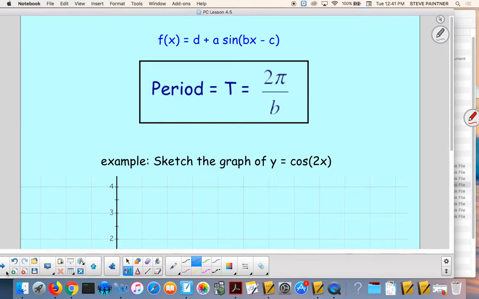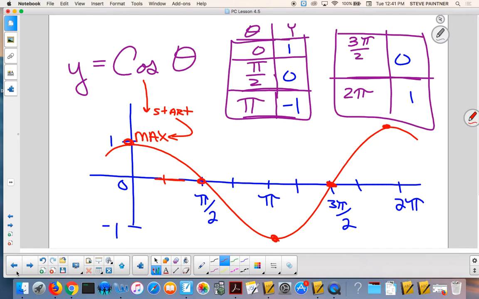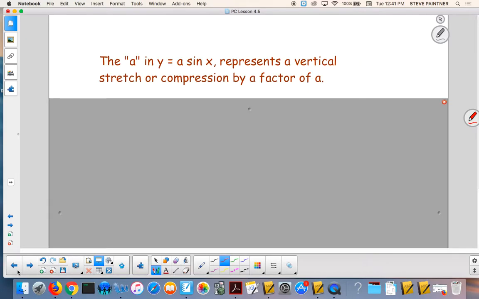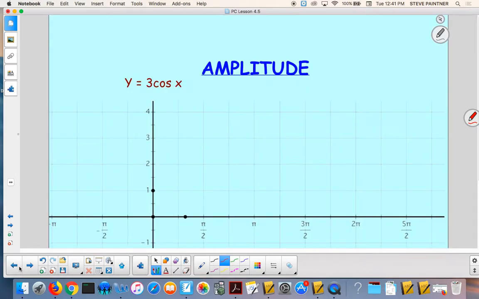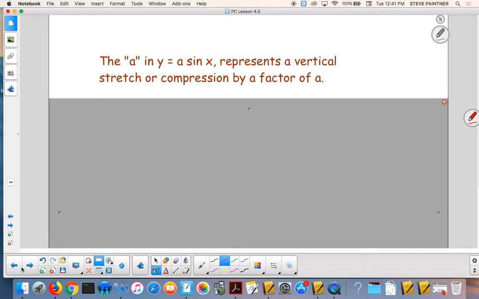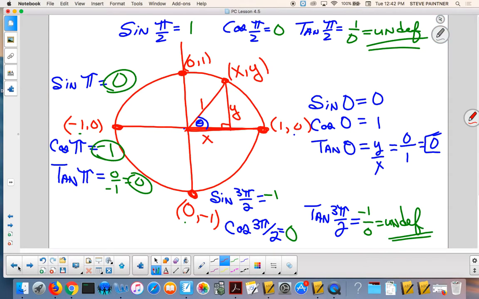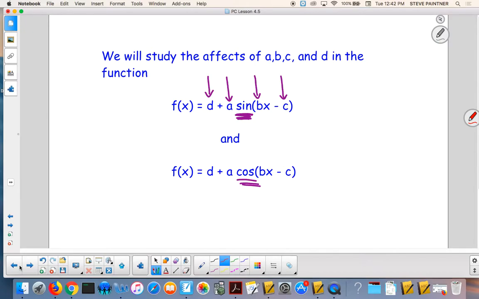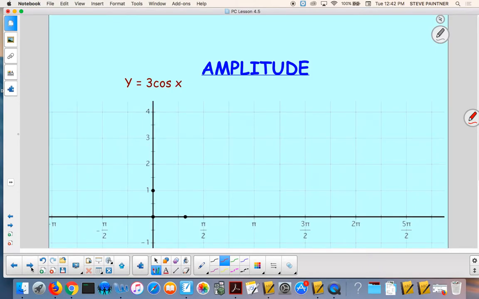You will study the effects of A, B, C, and D. That's the next one. We already talked about this. So we're going to look at all the effects. And the effects are going to be this: stretch it horizontally, stretch it vertically, move it right, left, up, down. Sometimes even reflect it. I don't think reflections are coming today, but they will.